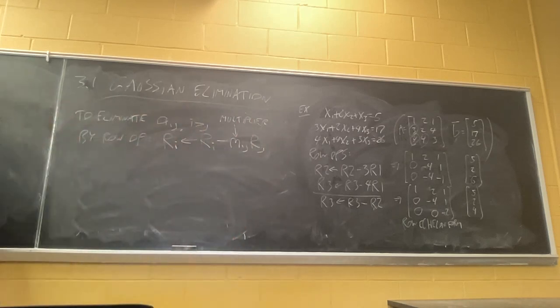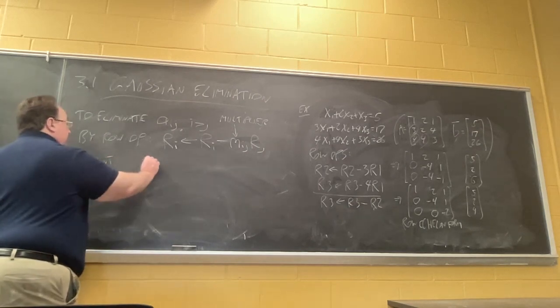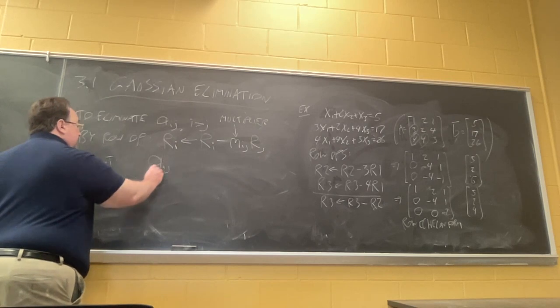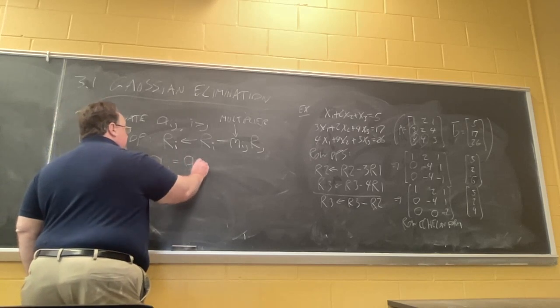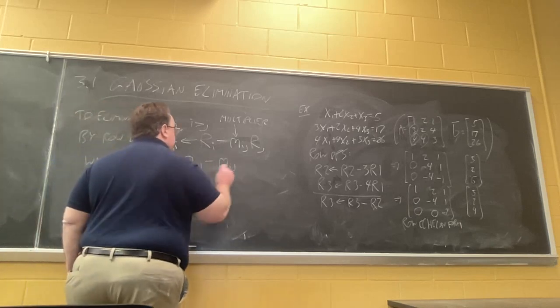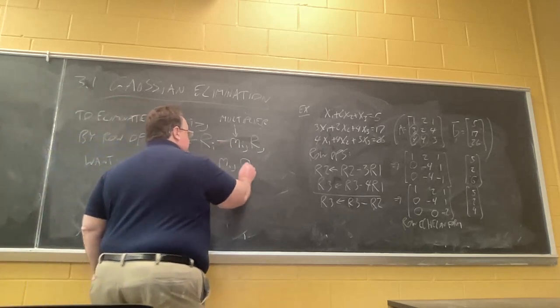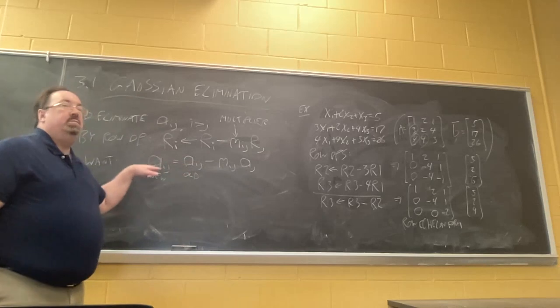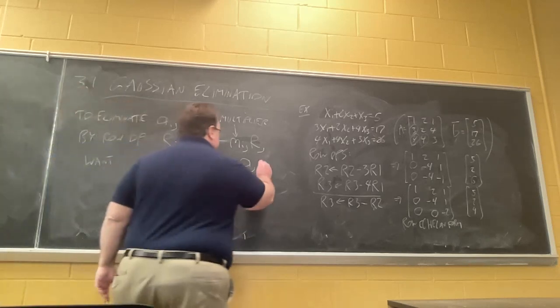So we need to know what is the correct value of a multiplier to eliminate a_ij. Well, you look at what we want to achieve. The new a_ij is equal to the old a_ij minus the multiplier times the element from row j that's in the same column as the entry we want to eliminate. So the entry that's directly above it. So that would be a_jj.